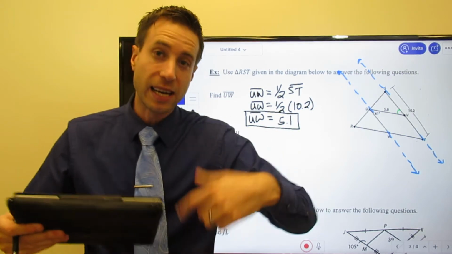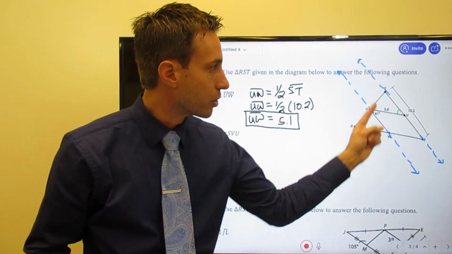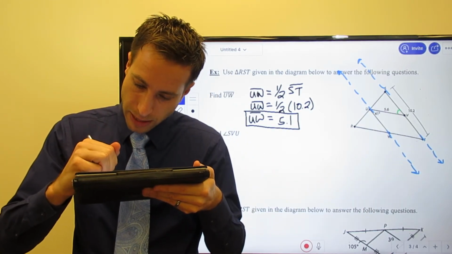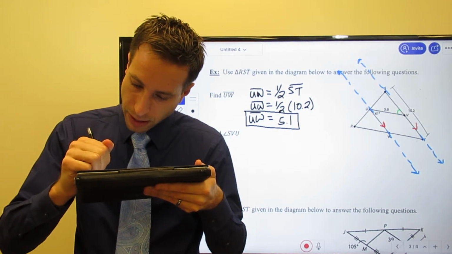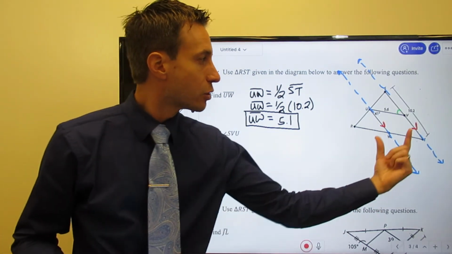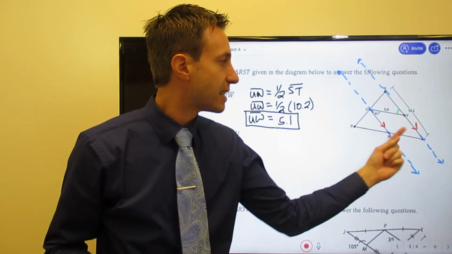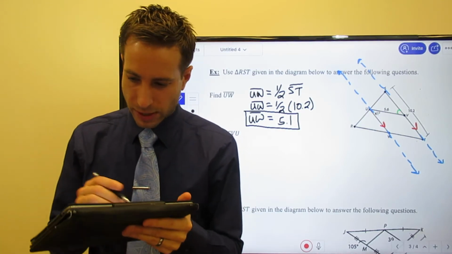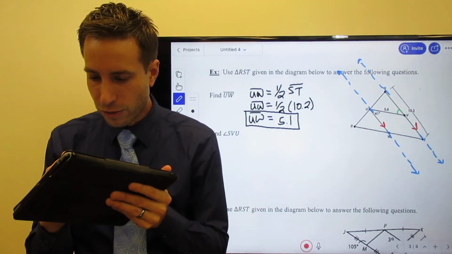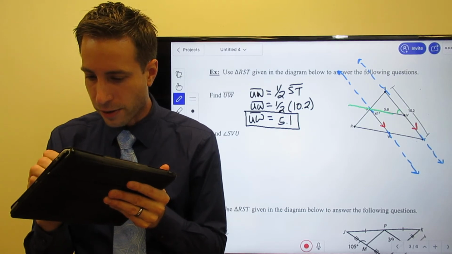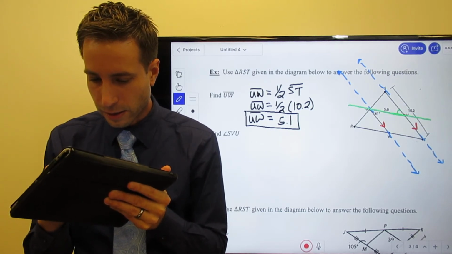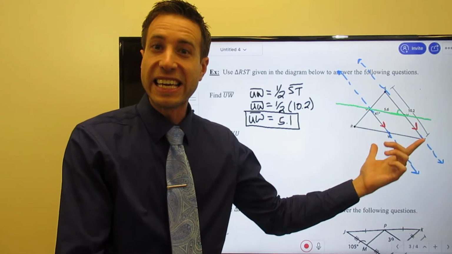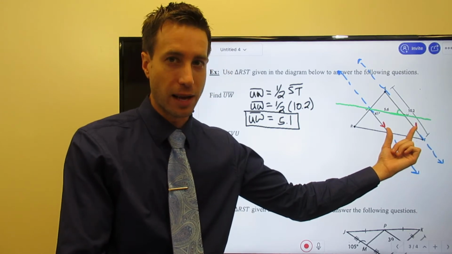Remember, we know because it's a mid-segment that UW and ST are parallel lines. So I'll put that little parallel symbol in there, a little arrow there and a little arrow there, because I know that those are parallel lines. So these are parallel lines, which means that this line right here, UV, is what? I'll do it in a different color for you. UV is simply a transversal intersecting parallel lines.